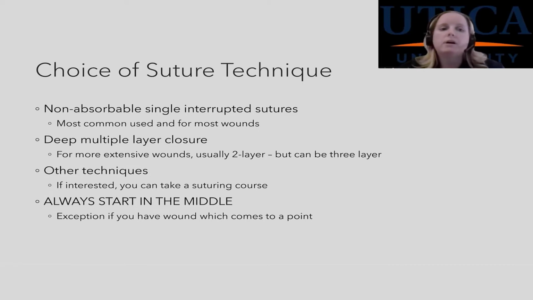Deep multi-layer closure, like a 2-layer or 3-layer closure, you really only need for extensive wounds. You're really only going to do that in the ER, maybe not urgent care, but you would probably do it in the ER every once in a while. You would obviously do that in surgery, but outside of that, you're probably not going to. There are a lot of other techniques, and you can always take a suturing course if you want to learn those. We will not be teaching those in this course because we're going to focus on the single interrupted.